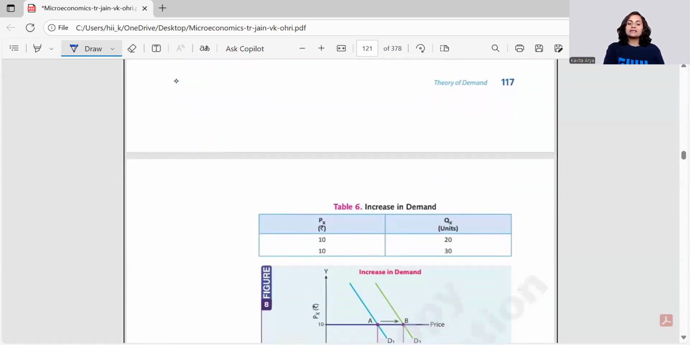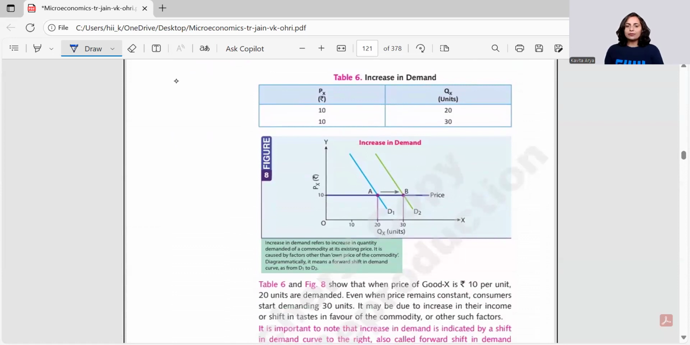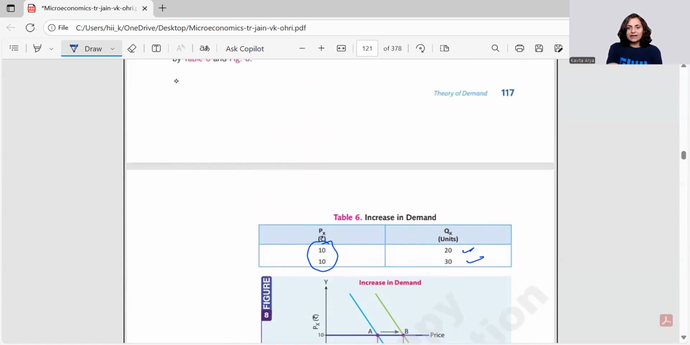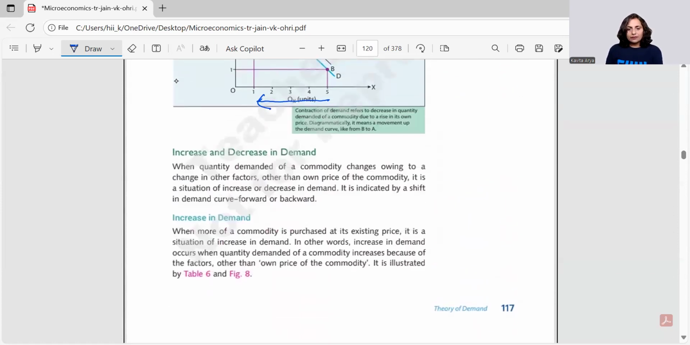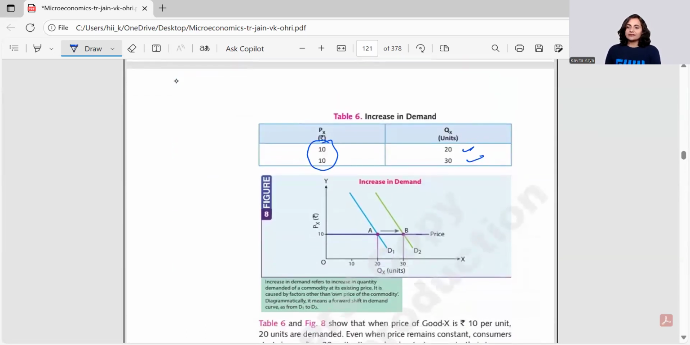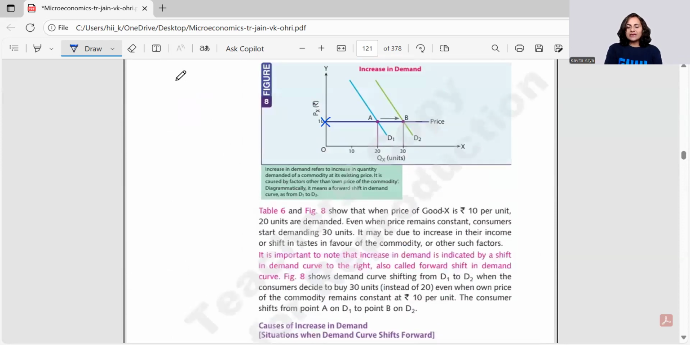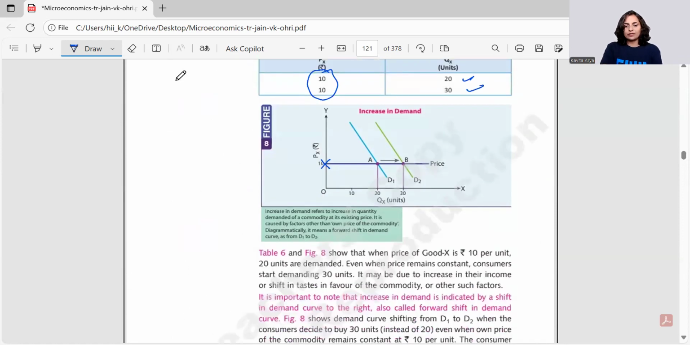Now, increase and decrease. Again, as I told you, the price has to be the same, but the quantity is showcasing a rise, right? And we say when more of a quantity is purchased at its existing price due to other factors. Right. So this is the definition, this is the schedule, and this is the curve when price is shown to be one constant line parallel to the x-axis, and the increase is shown by rightward shift. On the contrary, when decrease is being talked about, this would be showing a leftward shift, right?